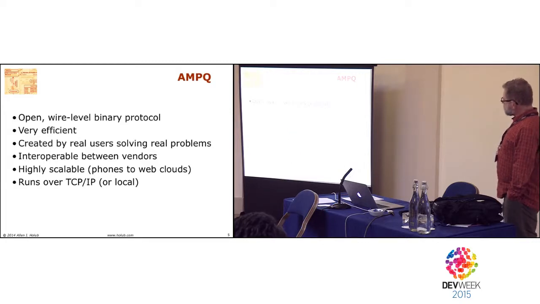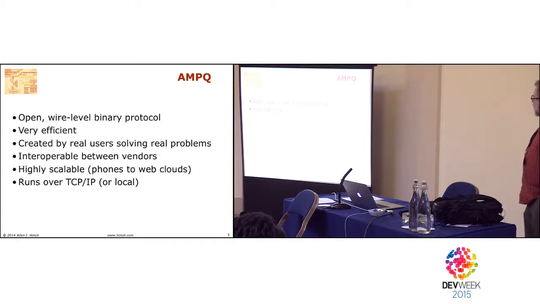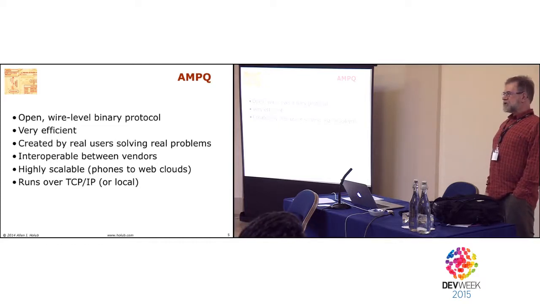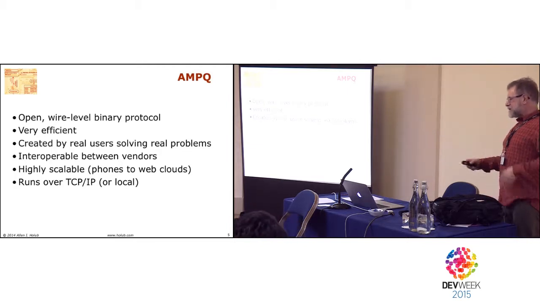So AMQP is a binary wire protocol. It's very efficient. It was created by people who were actually doing messaging, but I'll say as an aside that those are people in the enterprise doing messaging, so it's kind of geared towards enterprise applications. It is interoperable, it's scalable, all of this usual goodness and light stuff.